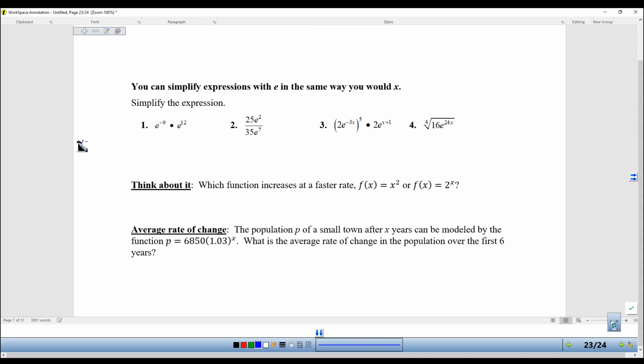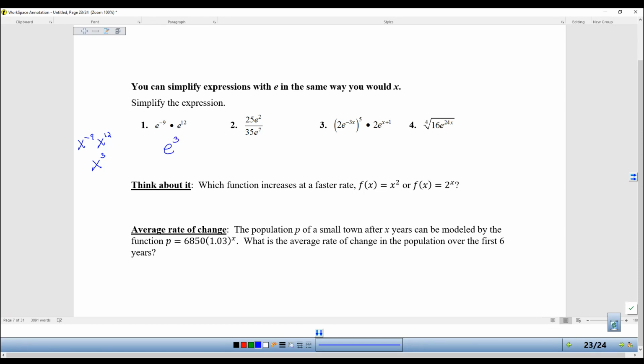On this next part, you can simplify expressions with e in the same way you would with x. So if this had been x to the negative 9 times x to the 12, then you could write it as, when you multiply like bases, you can add their exponents, x to the third. So this is literally just going to be e to the third.